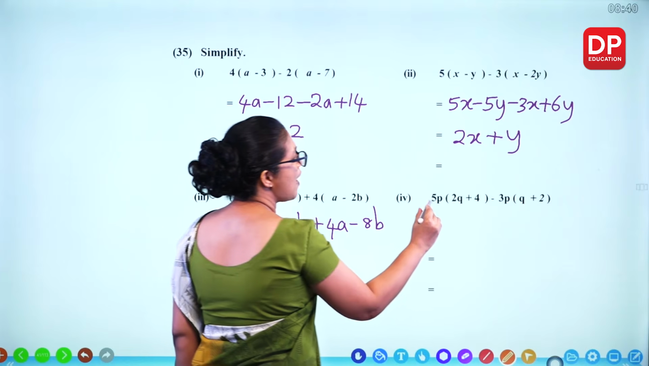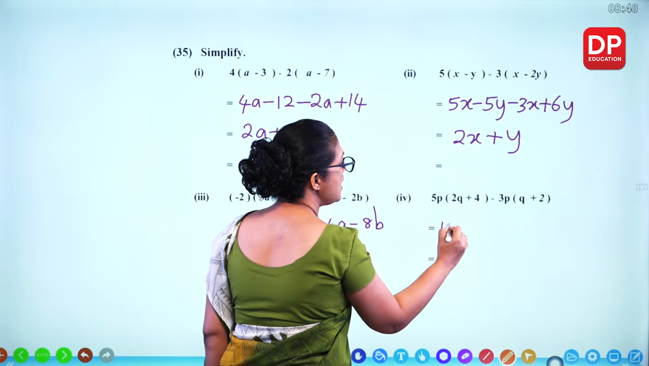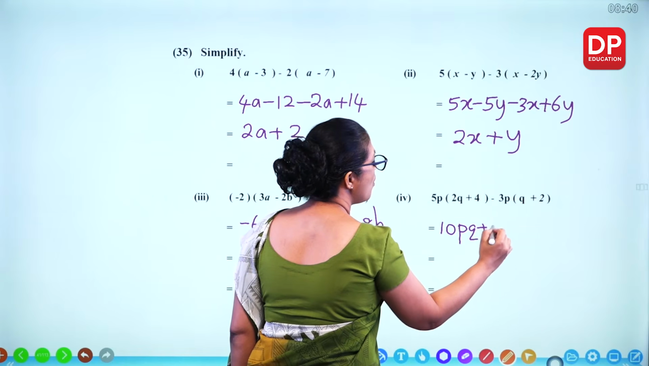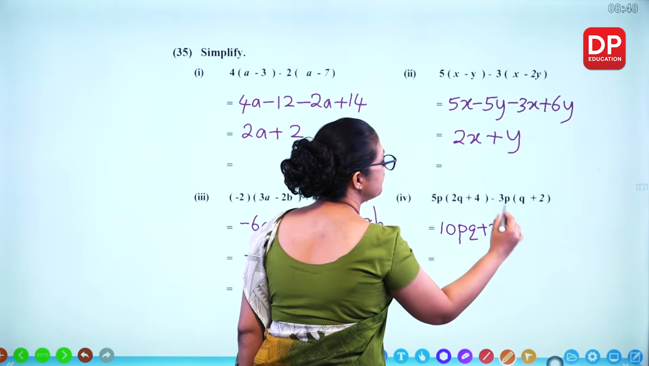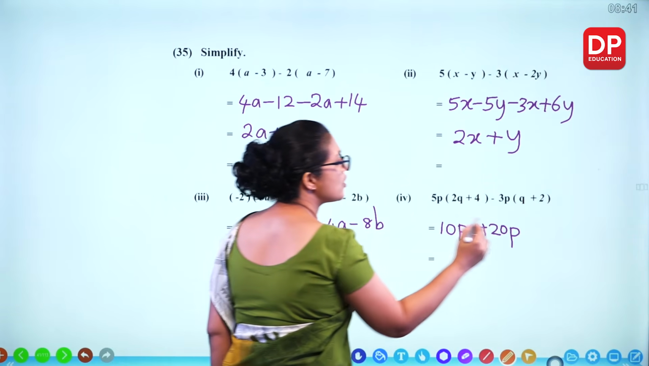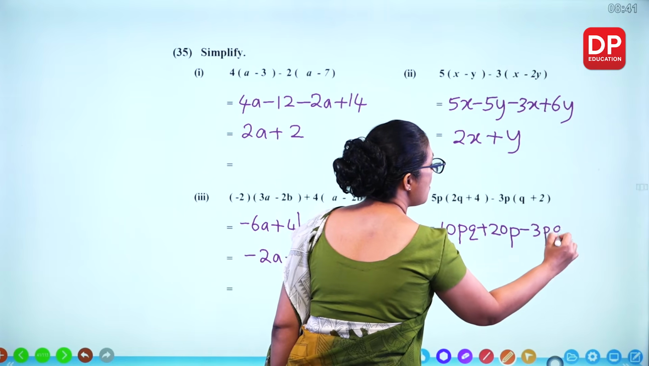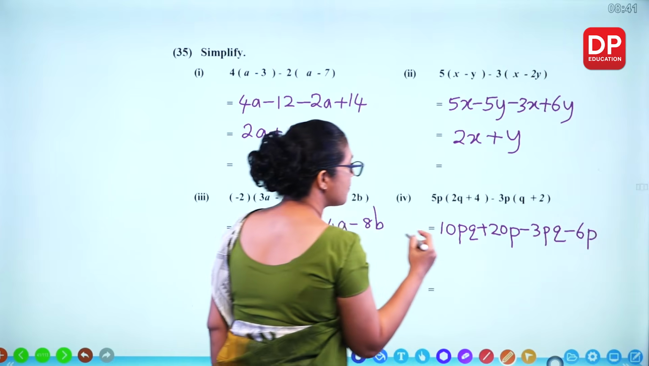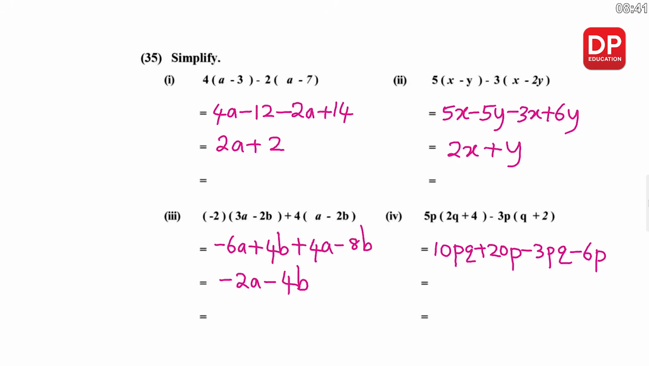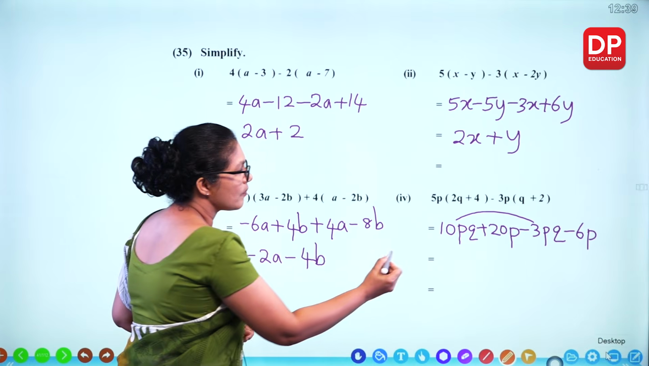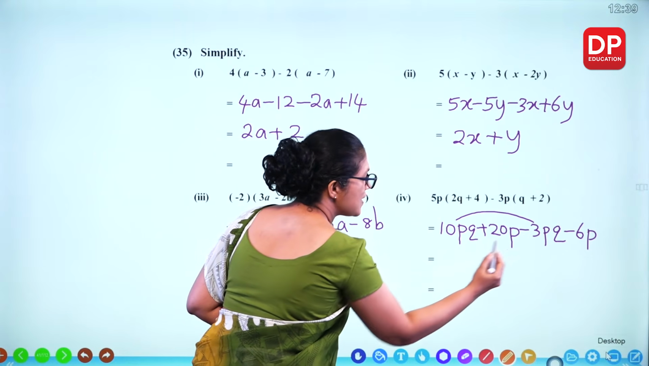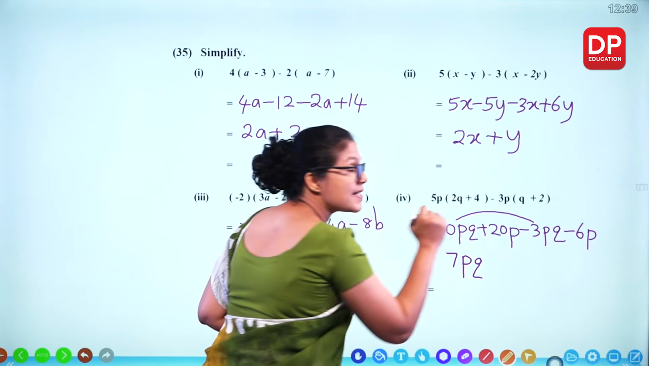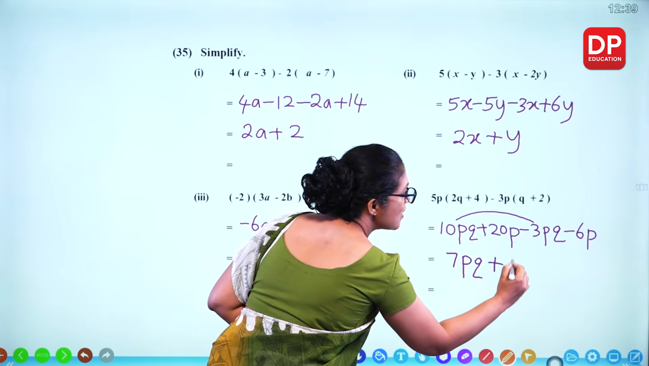This one, 5p into 2q, 10pq or qp. 5p into 4, 20p. Here, minus 3p into q, minus 3pq. Minus 3p into 2, minus 6p. Now, these are two like terms. 10pq minus 3pq, you get 7pq. 20p minus 6p, you get plus 14p.